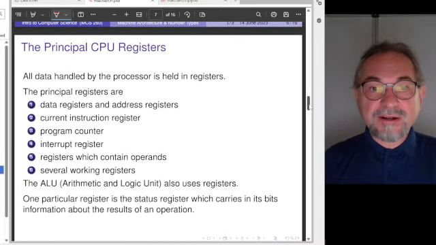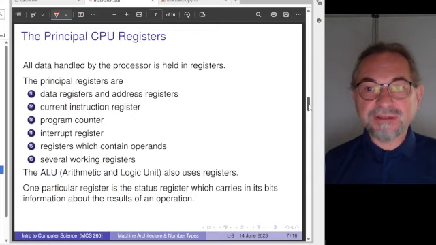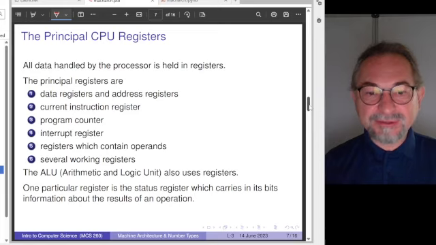So there are several registers. Again, if you think in binary, you have data and instructions. But there are working registers, registers that contain program counters, registers that contain operands of operations. So the status register is also an important register. The bottom line is that registers are where the processor stores its data.